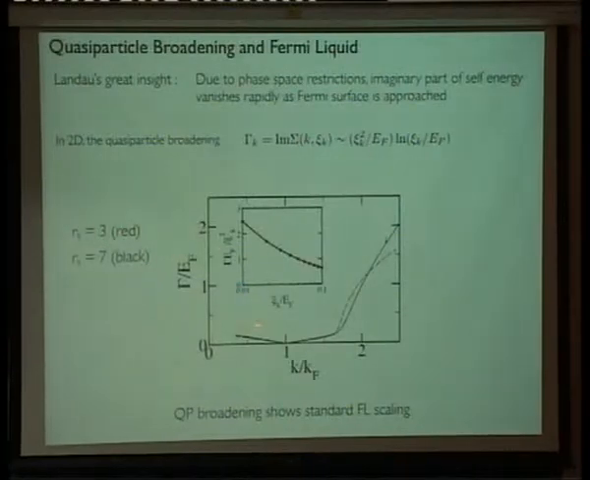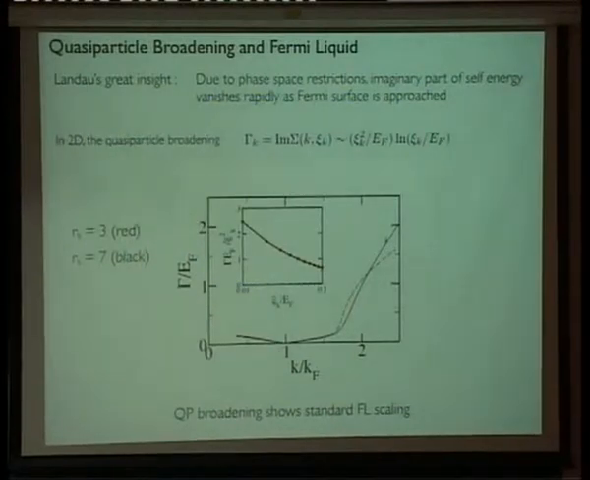We can also look at the broadening of the quasi-particles, which is the imaginary part of the self-energy, and from there we see the very clear omega squared log omega type dependence, which is very standard for 2D Fermi liquids.